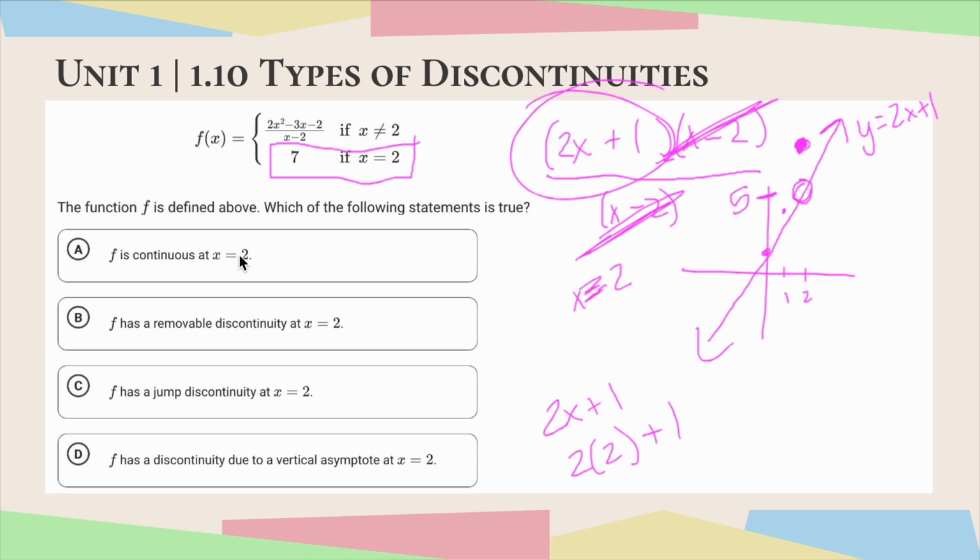So now going back to the actual question, which of the following statements is true? Well, now I've shown that I, in fact, have a removable discontinuity at x equals 2. So this would be answer choice B. All right, moving on.